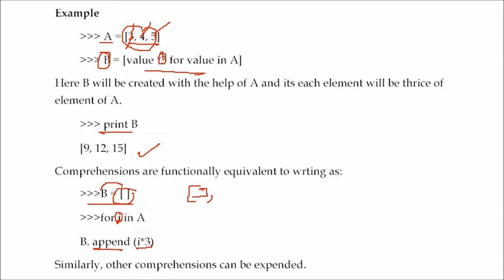Now second value is what? I in A. You go to 4. 4 into 3. I into 3 is 4 into 3, 12. This is appended to B. Likewise 15. So this is how the comprehensions are expanded.